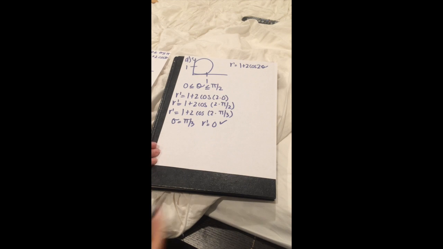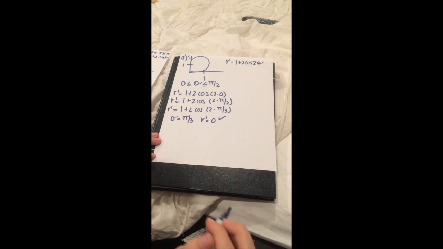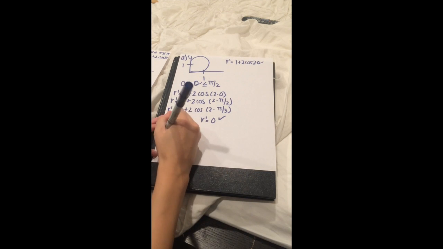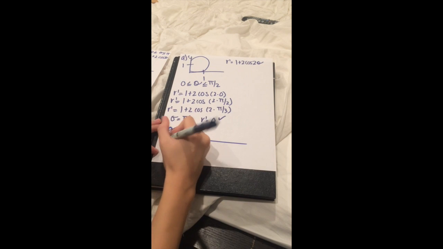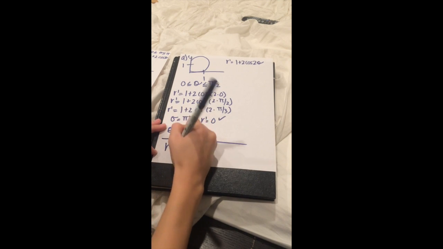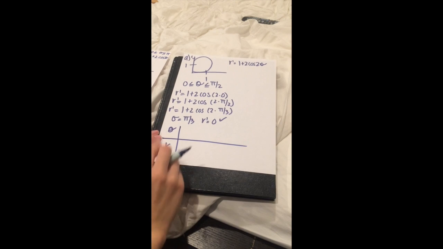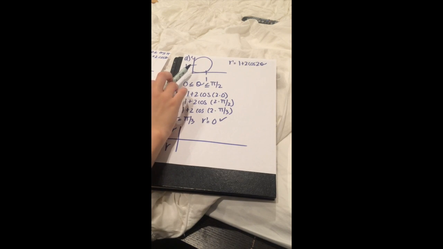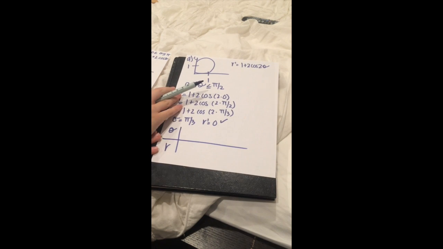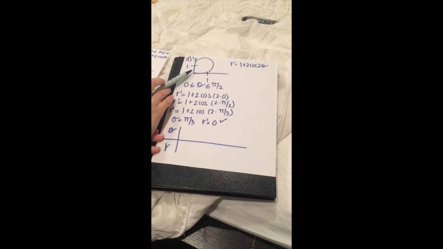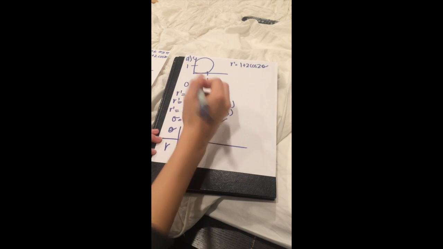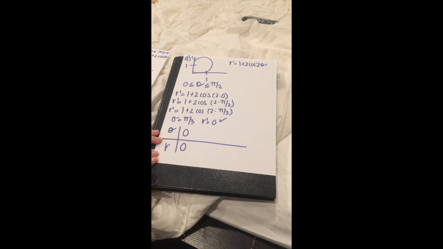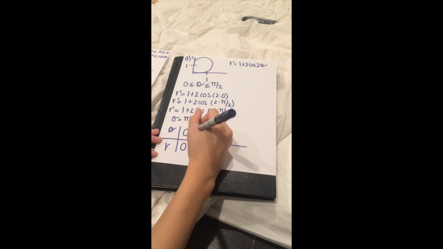So I'm going to quickly make a chart before my battery runs out, or before my storage runs out again. So we have theta, and we have R. We're checking R because this is our graph of R, and we want to find a theta value for R, not a theta value for R prime. So let's check 0. Let's plug in 0 into our R equation. That's going to be 0.